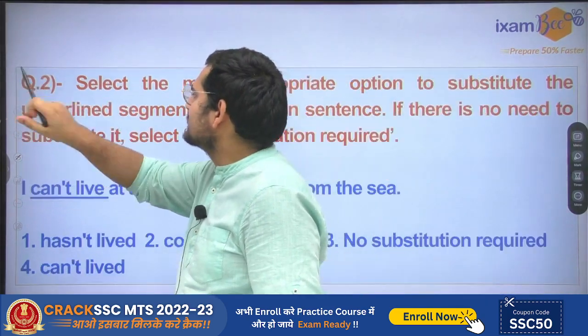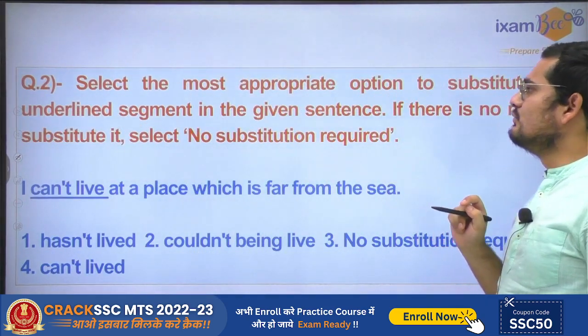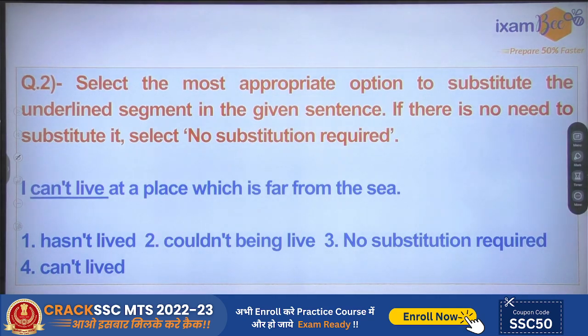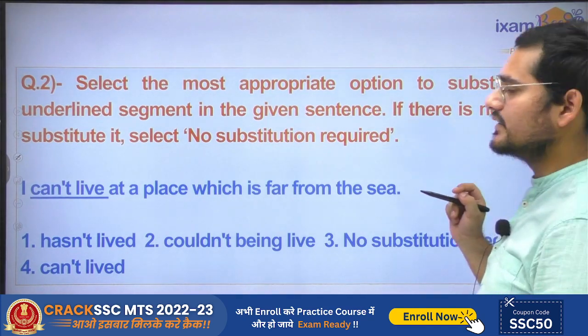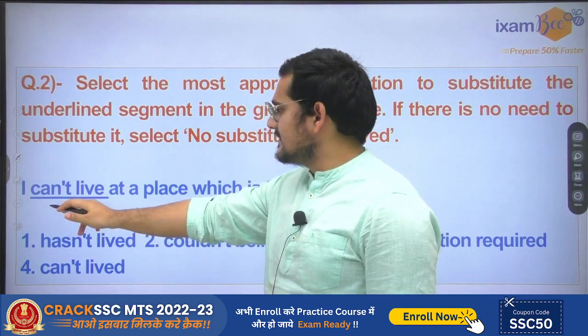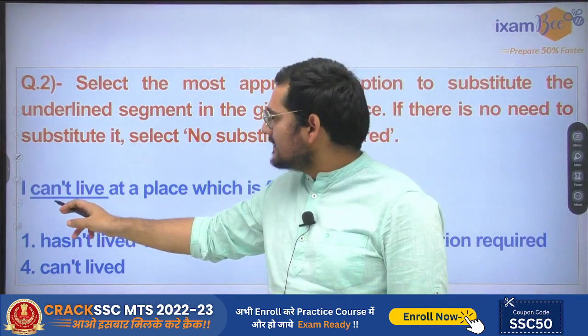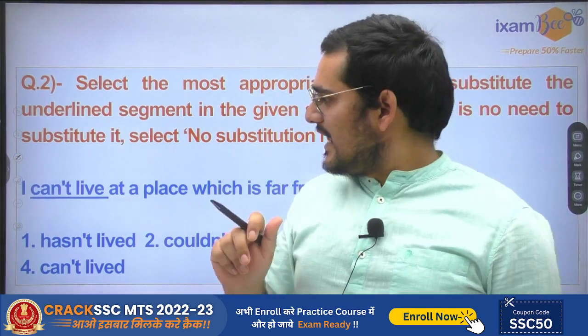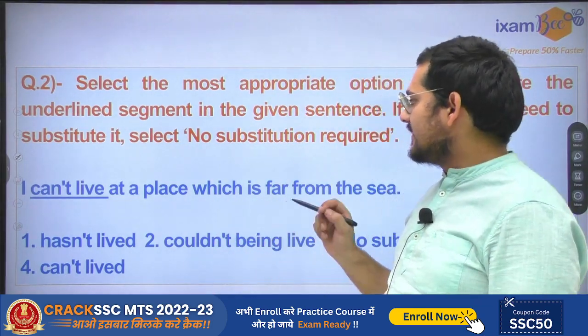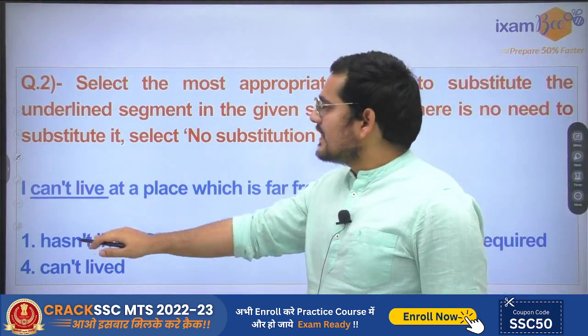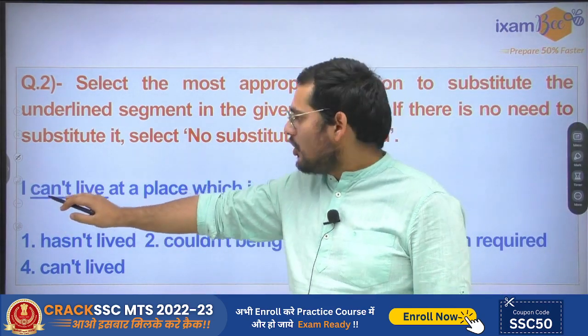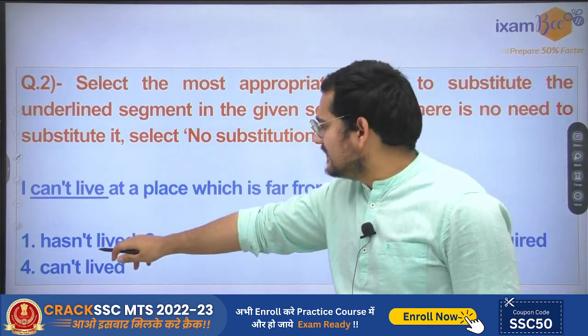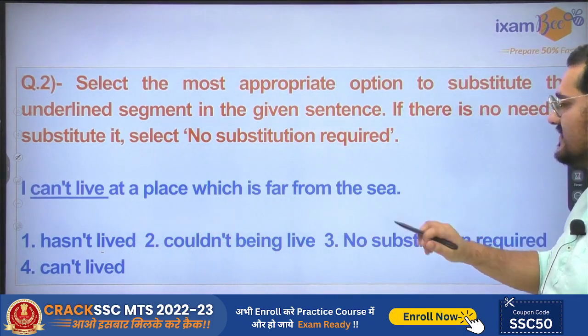Now we move to the next question. Select the most appropriate option to substitute the underlined segment in the given sentence. If there is no need to substitute it, select no substitution required. So what is the question? There is a sentence in front of you, and in this sentence the words 'can't live' have been underlined. Now you need to tell whether these two words are okay, or should they be substituted by any of these options.